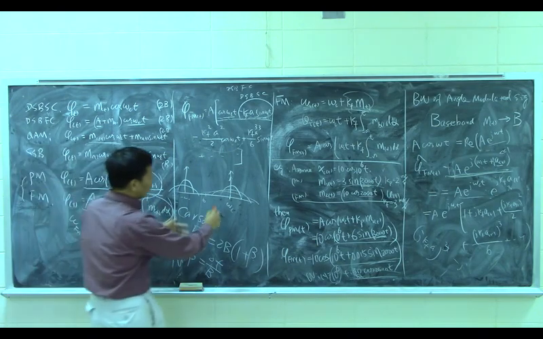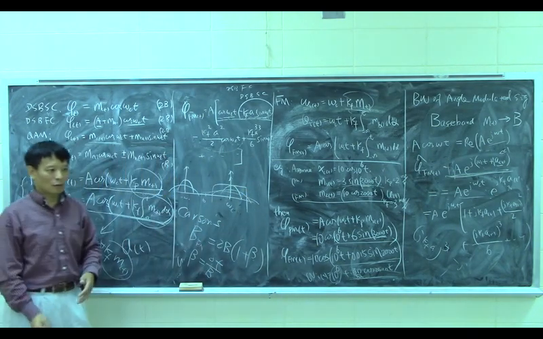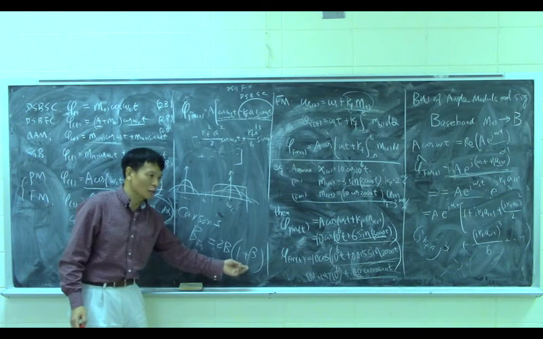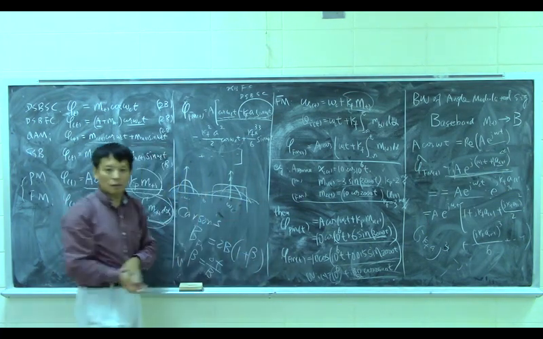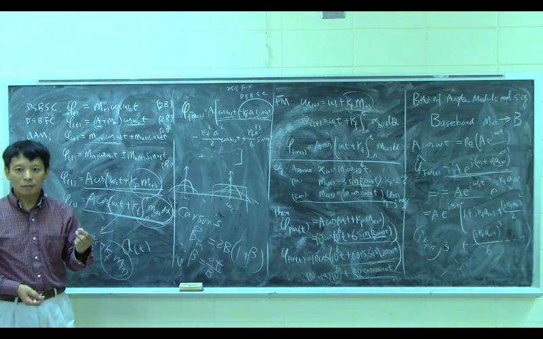So in this example, we may just pick this part, depending on how large your beta is. If your beta is large, then this one is wider. If beta is small, then this one is okay. It's small. All others, we just ignore.